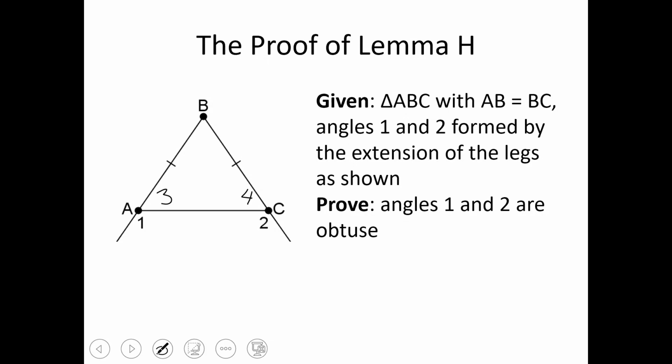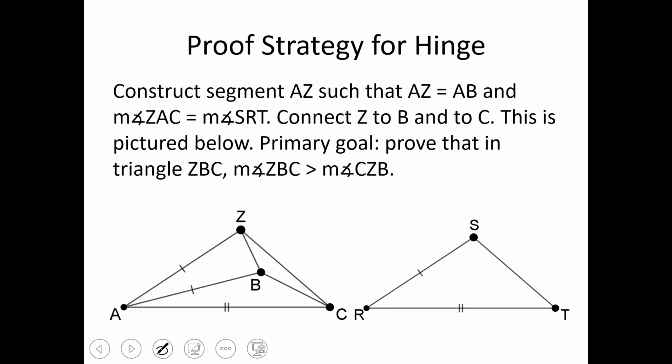So 1 forms a linear pair with an acute angle, and 2 forms a linear pair with an acute angle. And of course, linear pairs are supplementary, so it follows that angles 1 and 2 have to be obtuse. So remember that. Now, here's the proof of the Hinge theorem, which is one of the classical proofs.